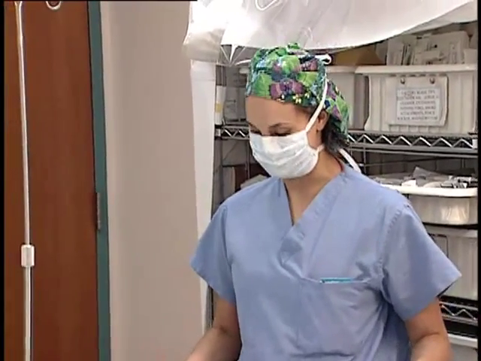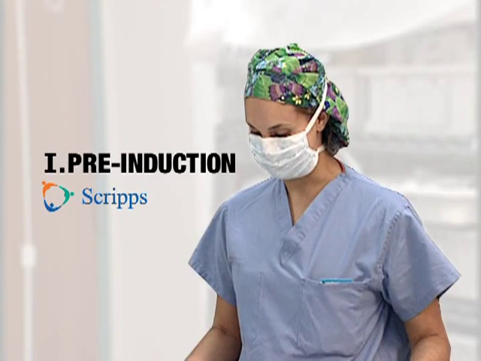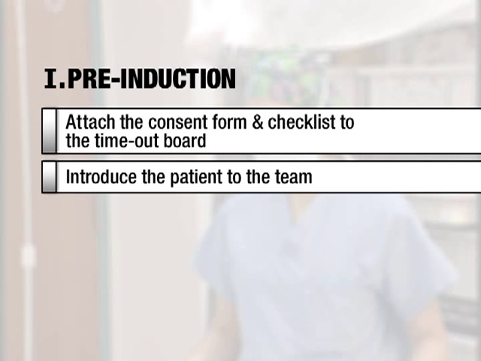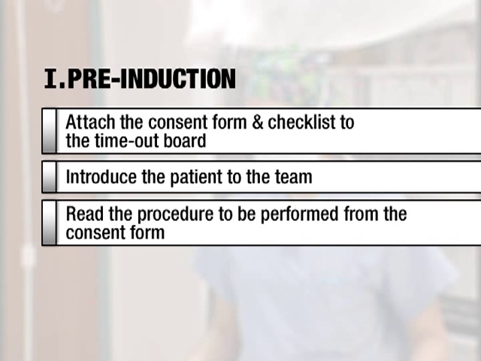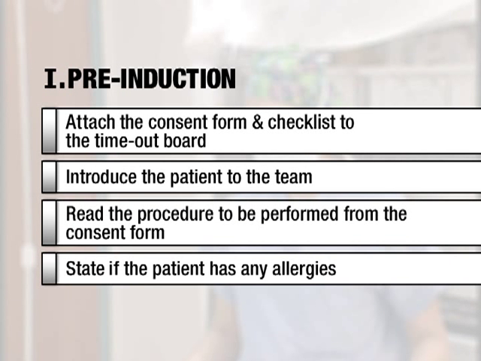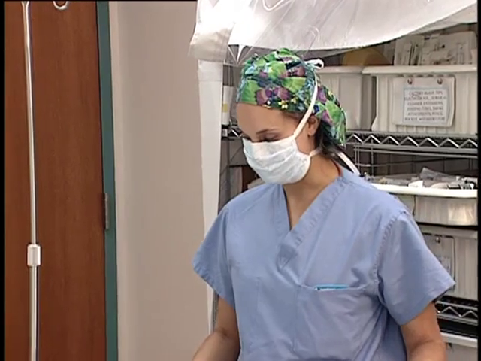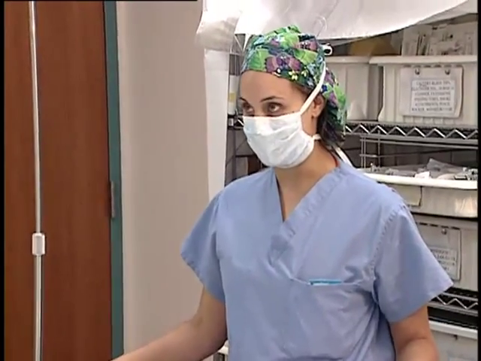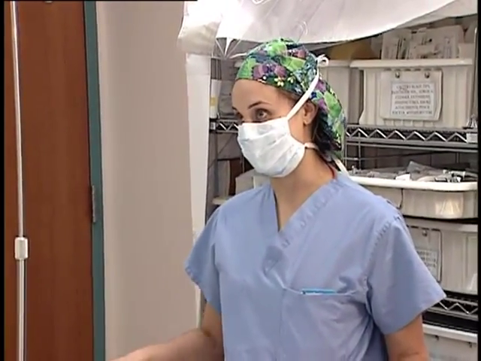Okay, Constance. 1. Pre-induction. Upon room entry, attach consent form and checklist to the timeout board. Introduce the patient to the team. Read the procedure to be performed from the consent form. State if the patient has any allergies. This is Jennifer Bell. We're going to be doing a left inguinal hernia repair laparoscopically, and she has no allergies.